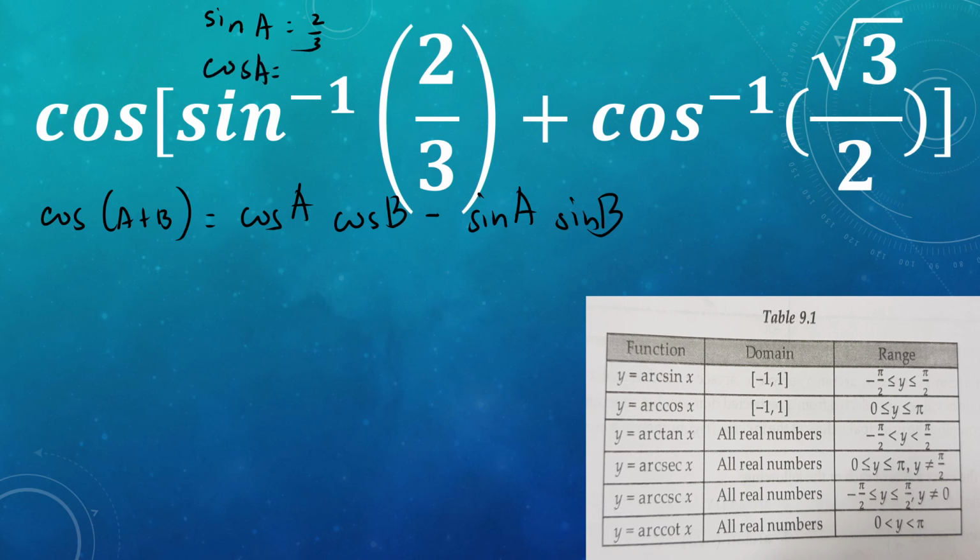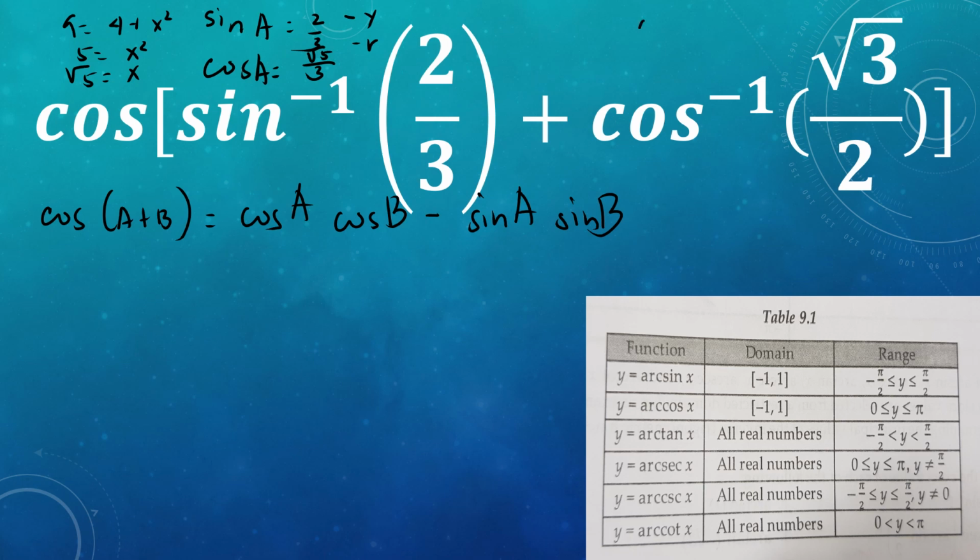So to find cos A, we have the value of y, which is 2, and the value of r, which is 3. So if we're going to use the formula r squared equals x squared plus y squared, we have 3 squared equals 2 squared plus x squared. So we have 9 is equal to 4 plus x squared. So we have 5 is equal to x squared, so the value of x is equal to square root of 5. So therefore, cos A is equal to square root of 5 over 3.